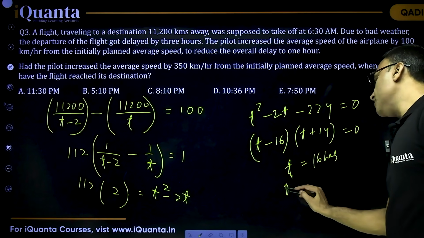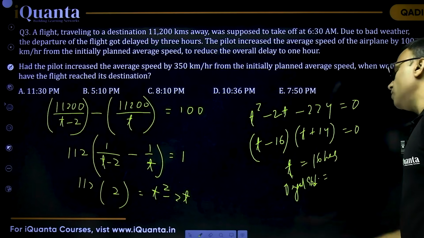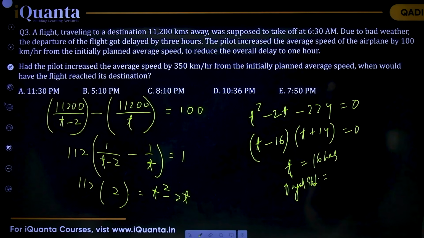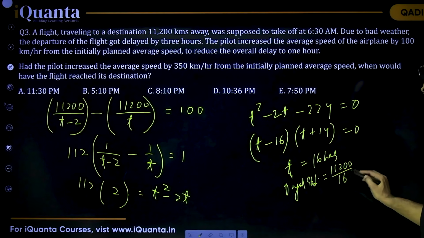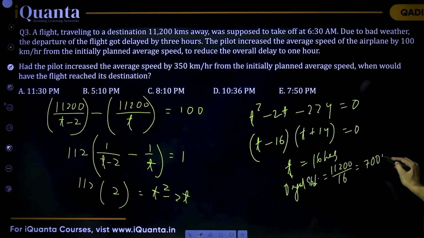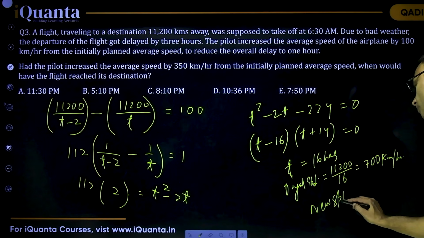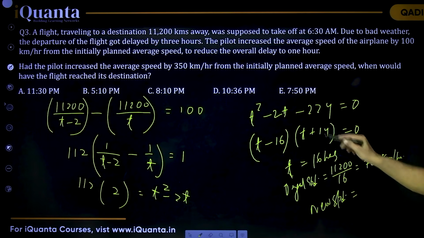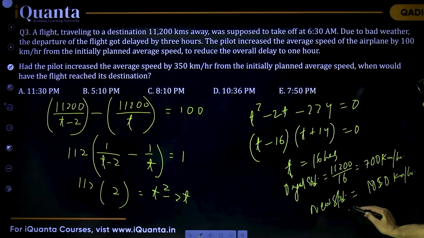Okay, so original speed is equal to 11,200 upon 16, and that is 700 kilometers per hour. Right? So the new speed will be, and then you know what to do. Once you get the speed, new speed will be 700 plus 350, that is 1050 kilometers per hour. And from there you can find the new time.